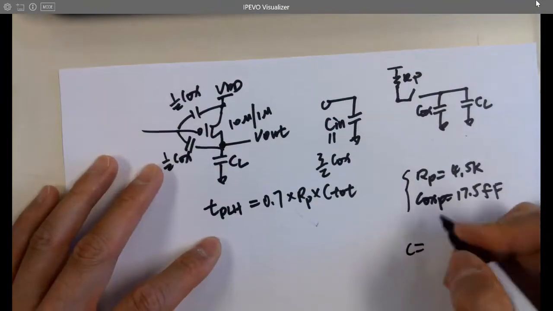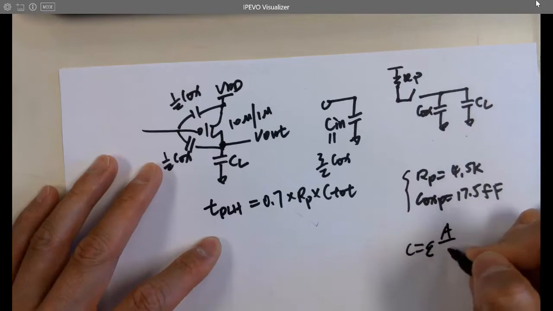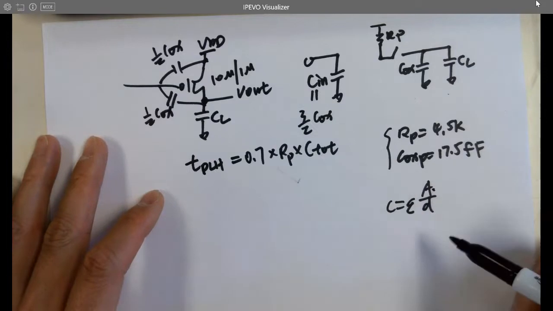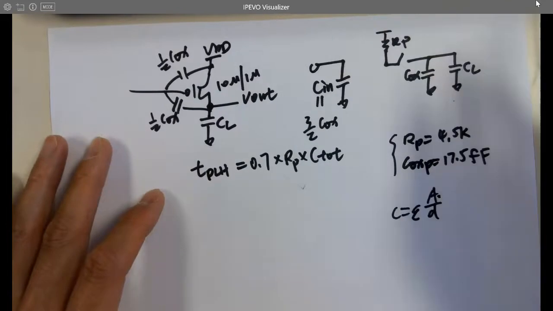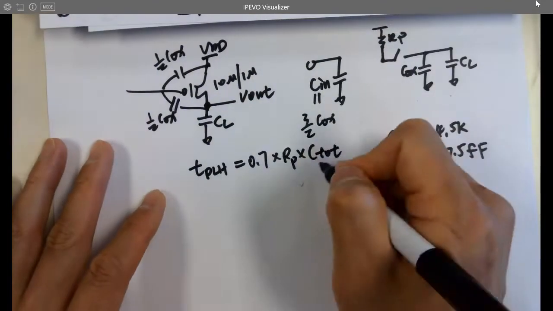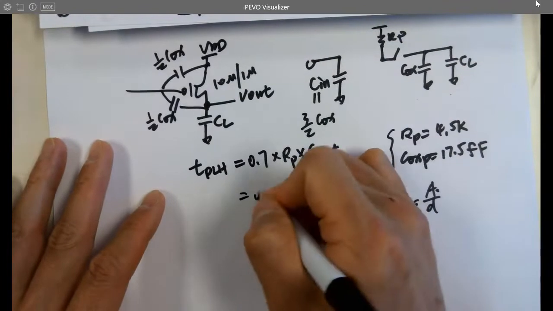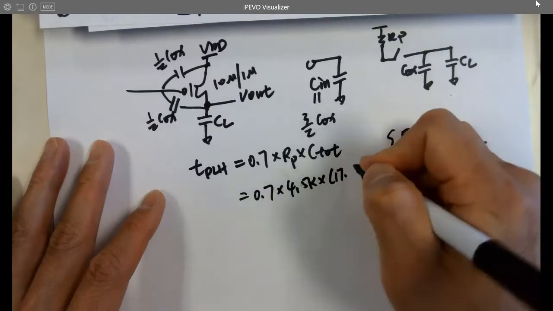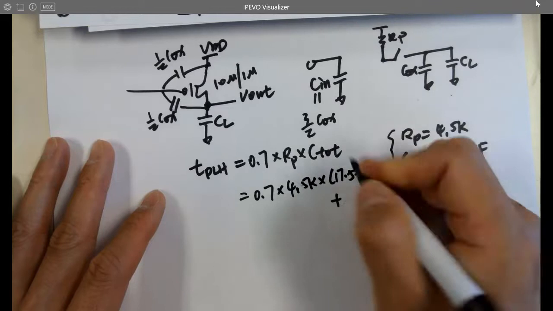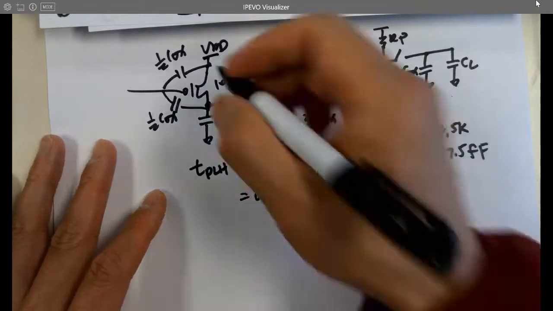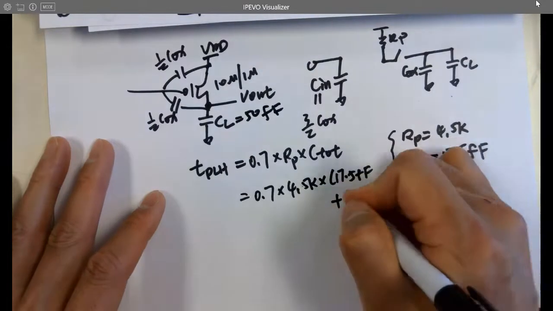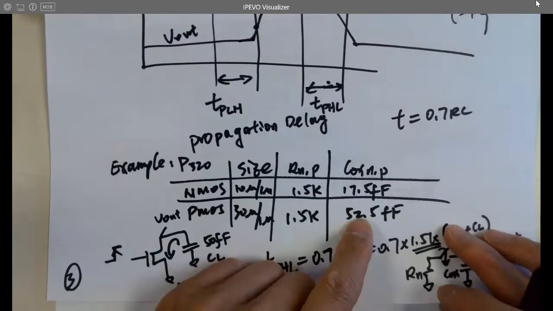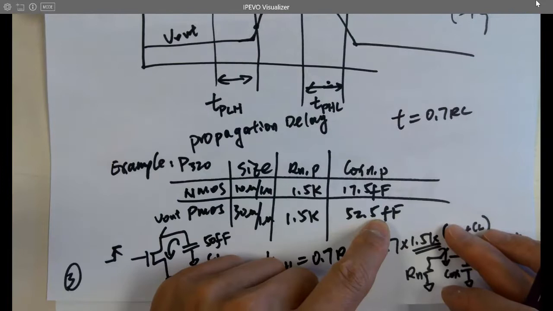So capacitance equals what? Epsilon times A over D, right? So D is not changing, and A changes. So the capacitance is going to be 3 times smaller, right? So C total here will be 17.5 femtofarads plus CL. What is CL? I put here 50. Why is it 17.5? Because this is 52.5 divided by 3. All right.